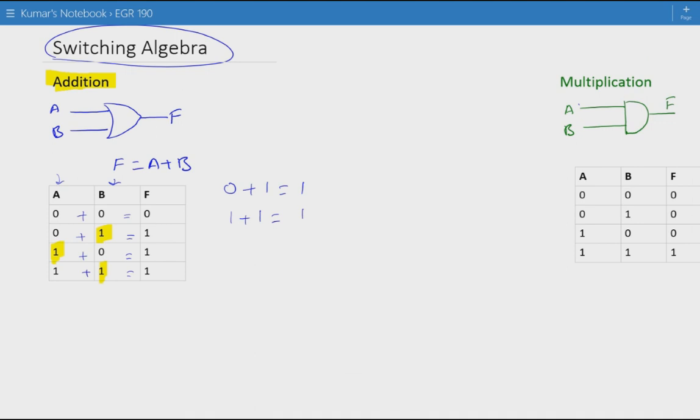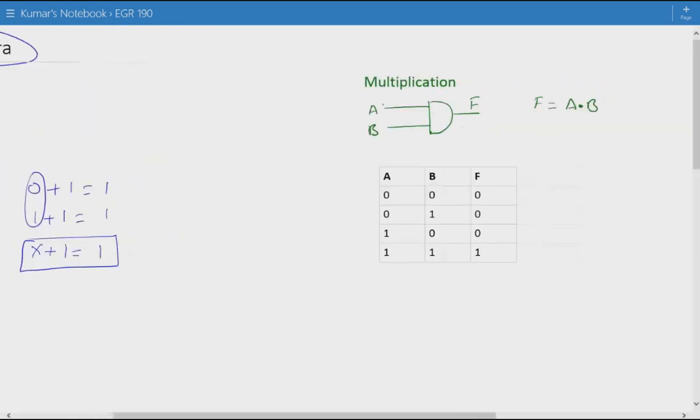So what I'm trying to say is, it doesn't matter what you use here. When you add something to 1, this always becomes 1. This is one of the fundamental properties in switching algebra here. Anything added with 1 becomes 1.